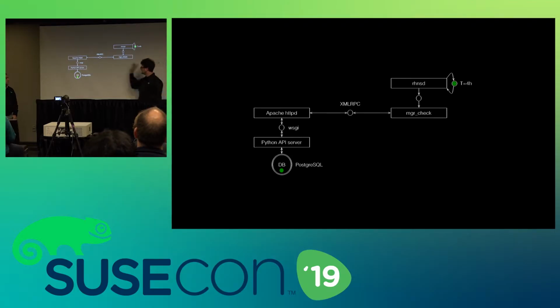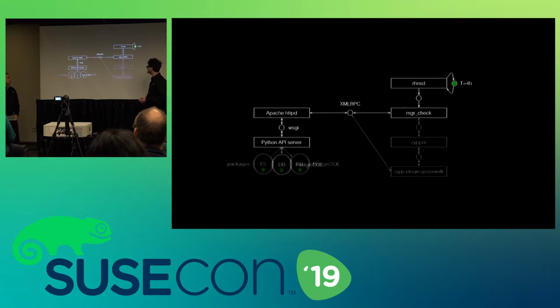mgr-check will check if any actions are there for this particular client via an XML-RPC API that's provided by a Python API server through Apache, basically retrieving this information from the database. And if there's anything to be done, that will be performed. Like a package installation means zypper will be called. Okay.